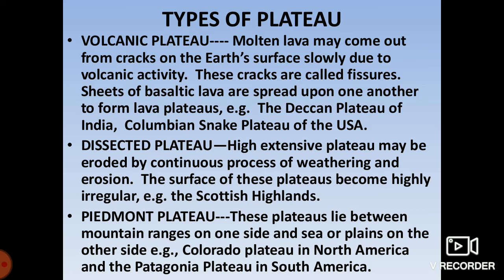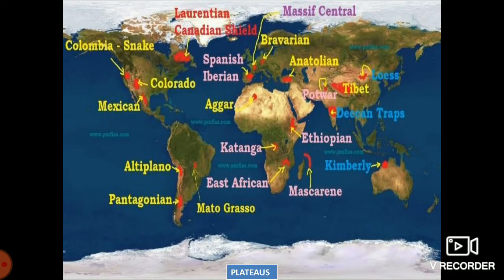These plateaus lie between a mountain range on one side, and on the other side a sea or plain area is there. These plateaus are formed there. Colorado Plateau in North America and Patagonia Plateau in South America are examples of Piedmont Plateau. See, these are the plateaus. Columbia Snake, Colorado, this we have talked about.